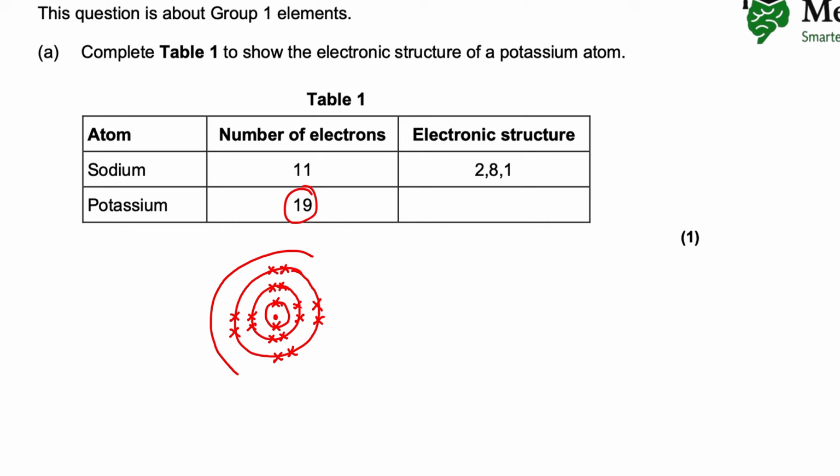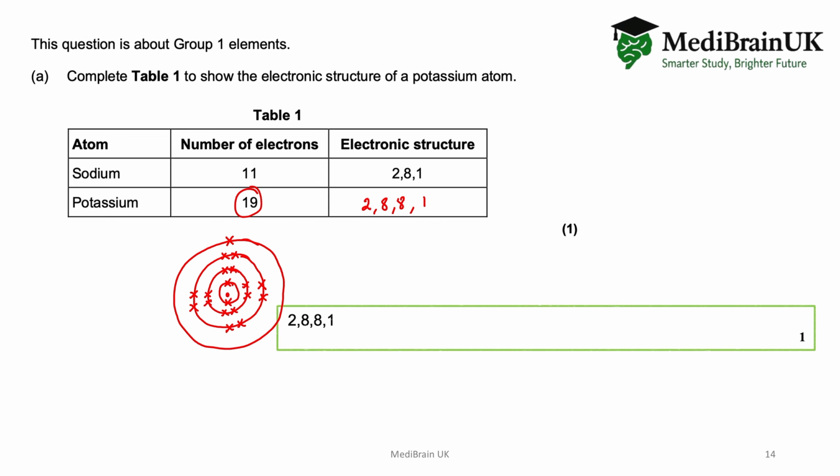So we're going to need to add in another electron shell, and we're going to pop that final electron on that outer shell. So the electronic configuration that we have is 2 in the first shell, 8 in the next one, 8 in the one after that, and then 1 in the outer shell. So that's what the electronic structure would be for potassium, 2, 8, 8, 1 for 1 mark.